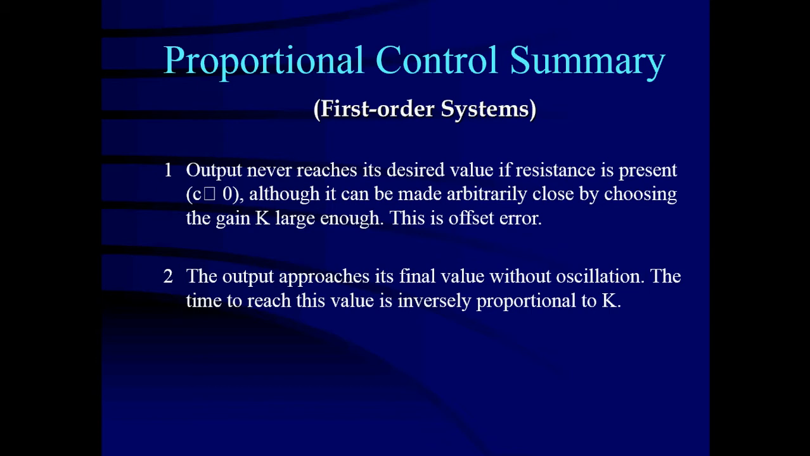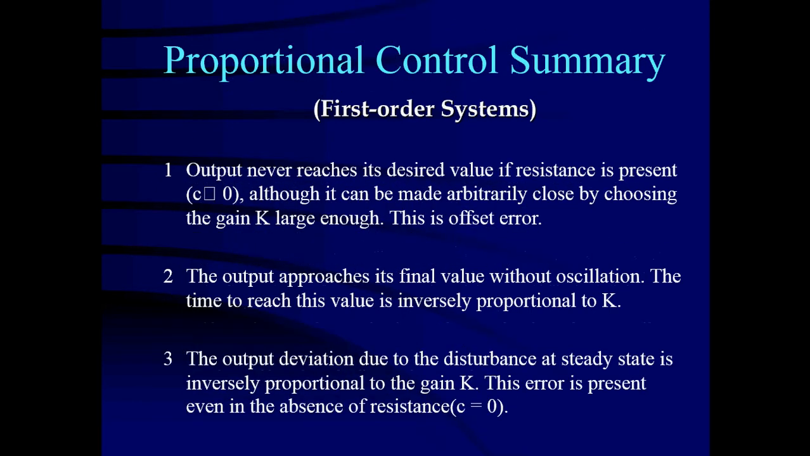The time to reach this value is inversely proportional to K. So the more control, the faster it gets there. But the output due to the disturbance at the steady state is inversely proportional to the gain. And you can say this error is present even in the absence of resistance. So proportional control is good, but it has its drawbacks.